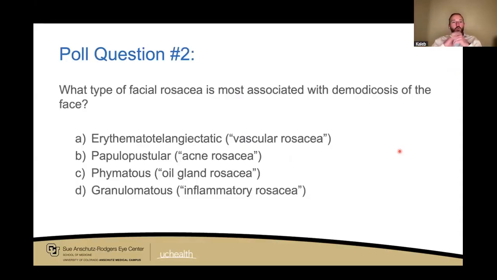So this brings us to poll question number 2. What type of facial rosacea is most associated with demodicosis or Demodex of the face? Is it the erythematotelangiectatic or vascular rosacea, papulopustular or acne rosacea, phymatous or oil gland rosacea, or granulomatous inflammatory rosacea?